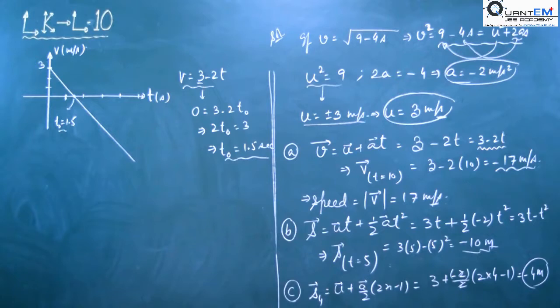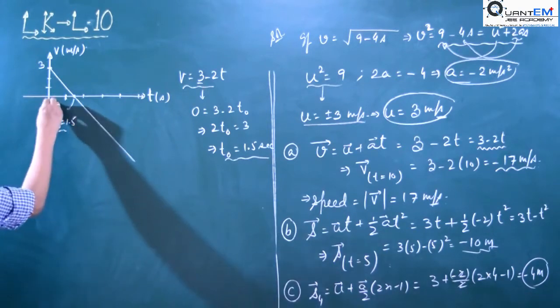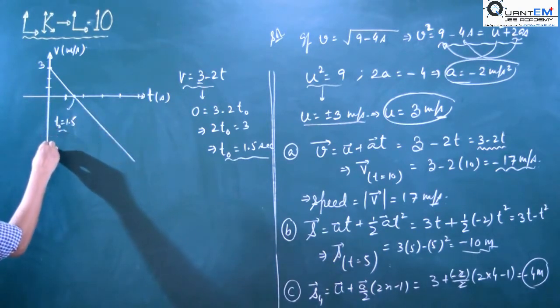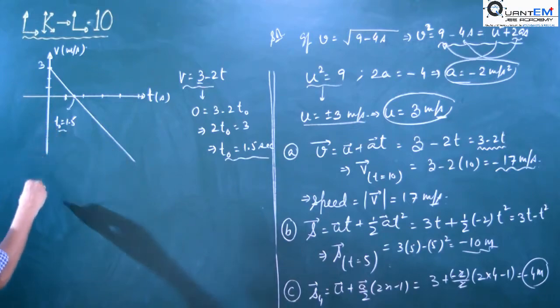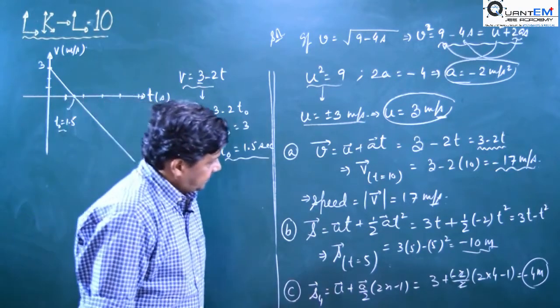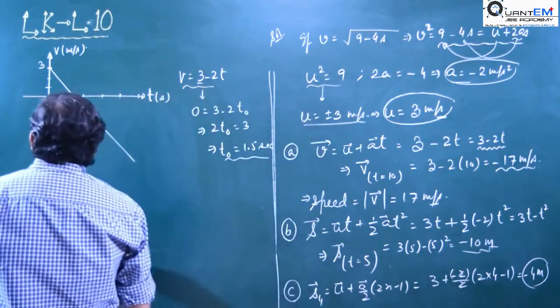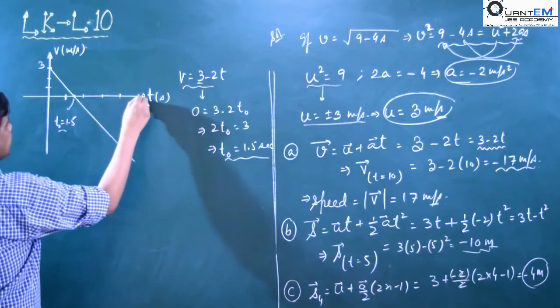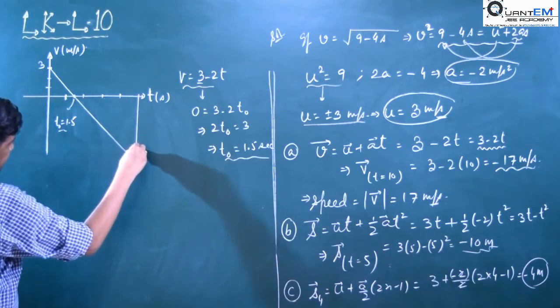Okay, now what we have to get? The distance covered by the particle in 5 seconds. Okay, so 1, 2, 3, 4, 5, give the projection here.